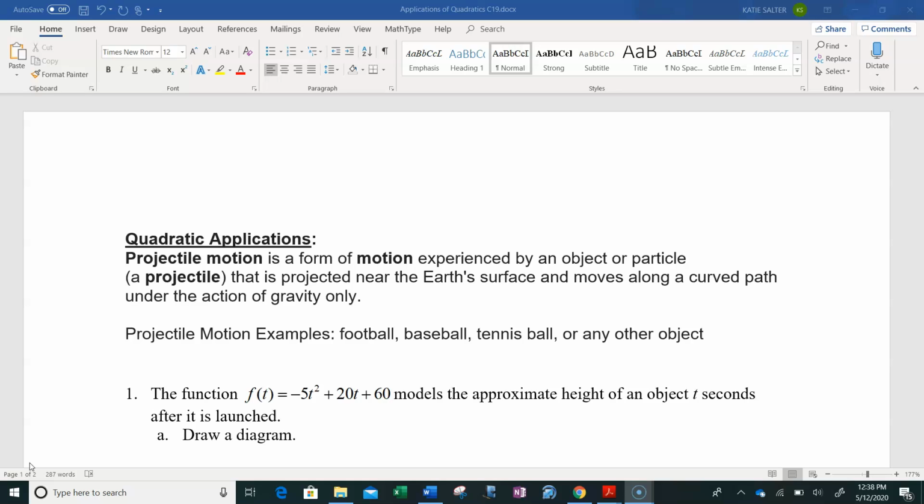But one of the main applications is projectile motion. Projectile motion is a form of motion experienced by an object or particle, and that's why it's called a projectile, that is projected near the Earth's surface and moves along a curved path under the action of gravity alone. Some examples are football, baseball, tennis ball, rockets, all kinds of things that we could throw or project or toss.